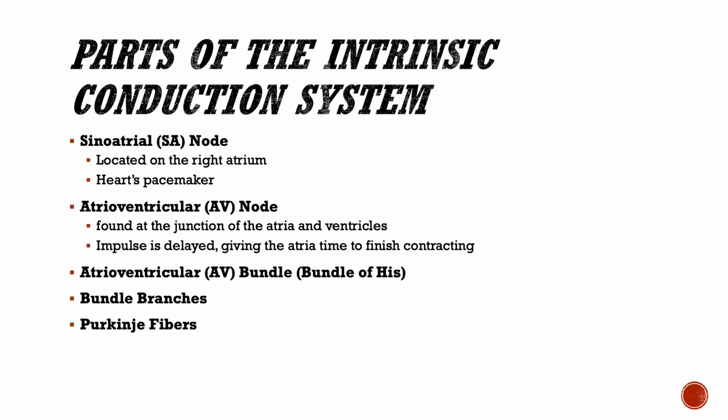The atrioventricular or AV node is also a part of the nodal system, which is found at the junction of the atria and ventricles. At the AV node, the impulse is delayed briefly to give the atria time to finish contracting. The other components include the atrioventricular bundle or bundle of His and the right and left bundle branches located in the interventricular septum, and finally, the Purkinje fibers which spread within the myocardium of the ventricle walls.